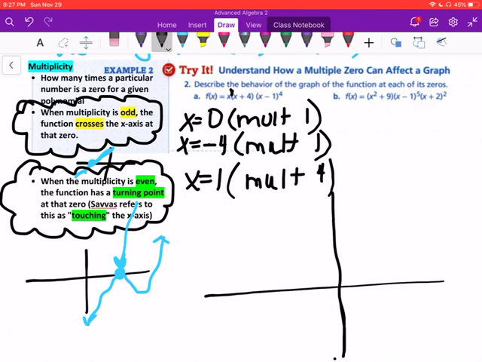Okay, at x equals 0, there's an x-intercept. At x equals negative 4. And then at x equals 1. There's a point here. There's a point there. Then I'm also going to need to know the end behavior. So I'm going to look for end behavior here.